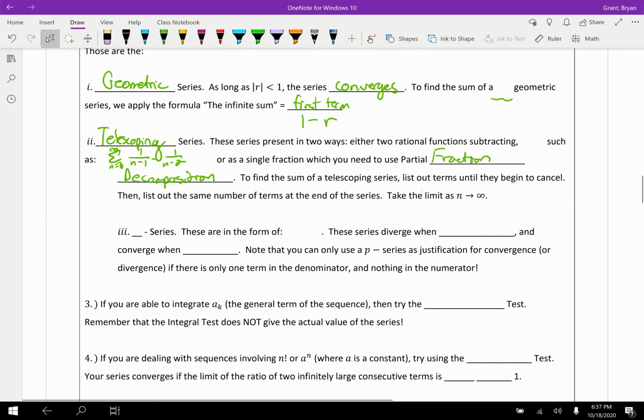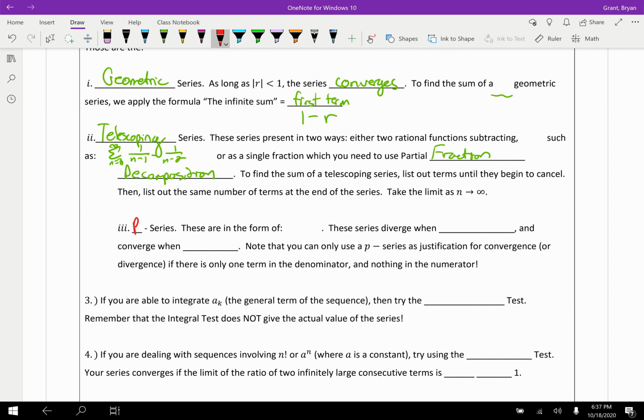The last special format of a series we should recognize quickly is a p-series, right? Those are in the form of 1 over n to the p power. And, of course, these series diverge when p is less than or equal to 1 and converge when p is greater than 1. Now, we can only use the p-series as justification if there's only one term in the denominator and nothing in the numerator.